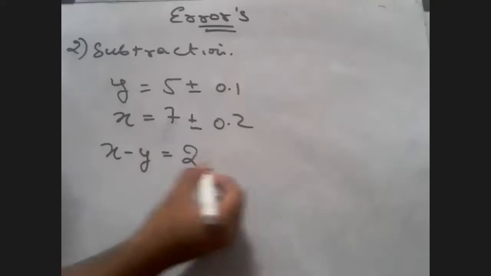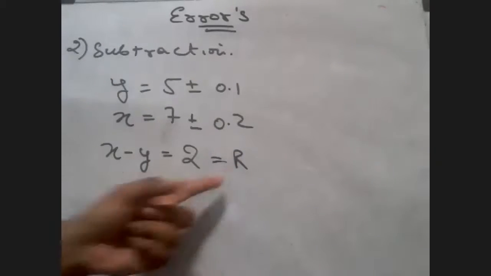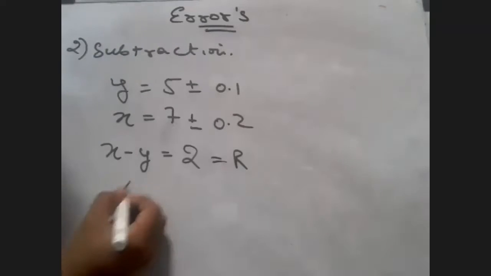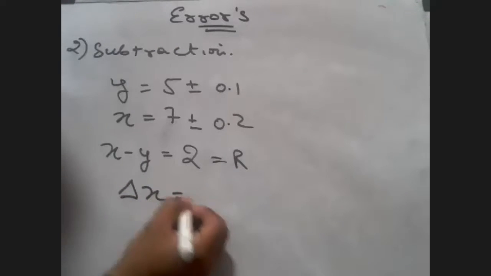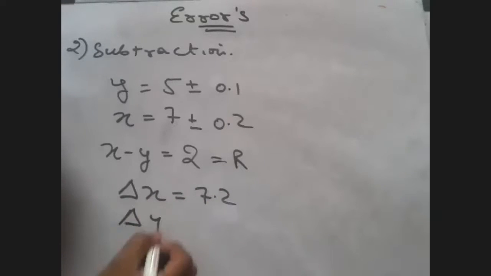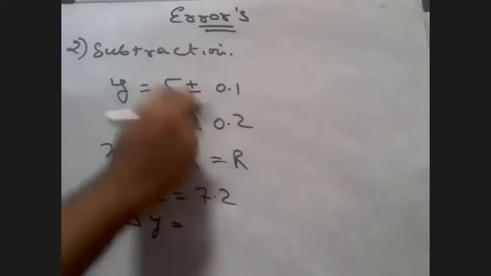What is this? This is my r, my result. But this result is without considering the error. Now, if I have to consider the error, I will say that my delta x here is, let's say, 7.2. And let's say that delta y is how much? Let's reduce it.